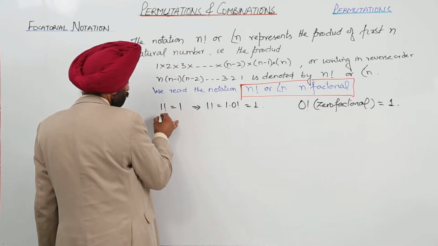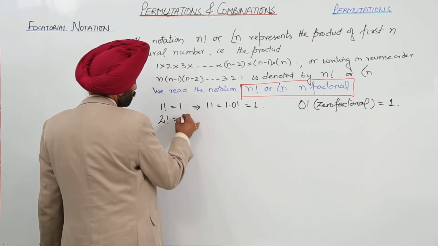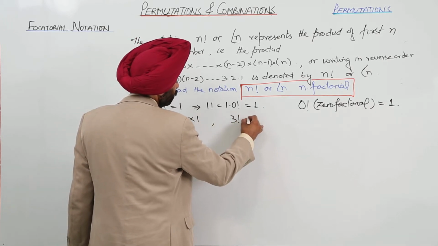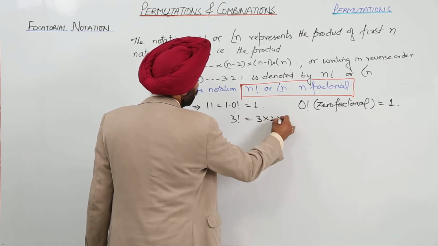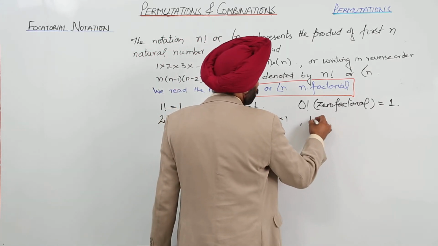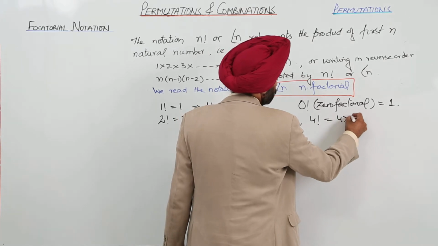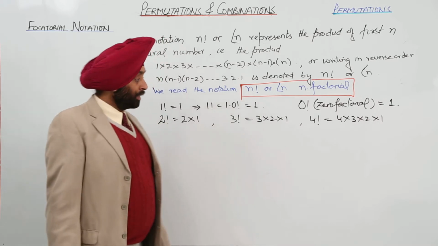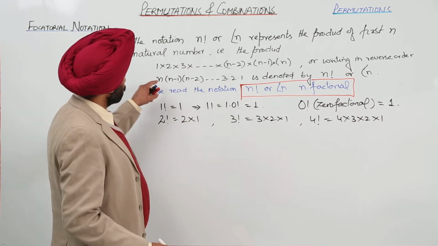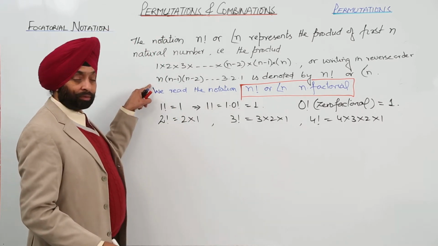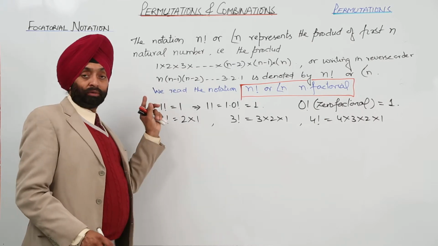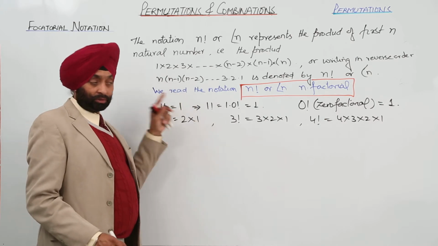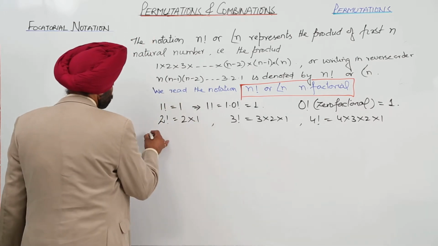So now for example 2 factorial we can write as 2 into 1, then 3 factorial we can write as 3 times 2 times 1, similarly 4 factorial we can write as 4 times 3 times 2 times 1 like this one. It means what? You can just check it, when n is written there, then the next term is 1 less than n, the next term is 1 less than n minus 1. Is it clear?